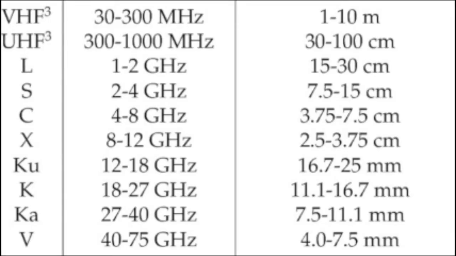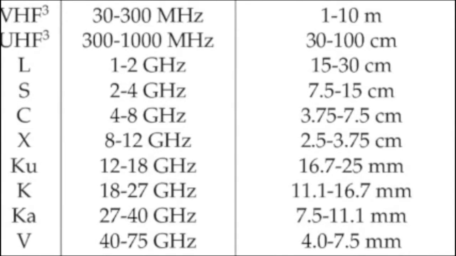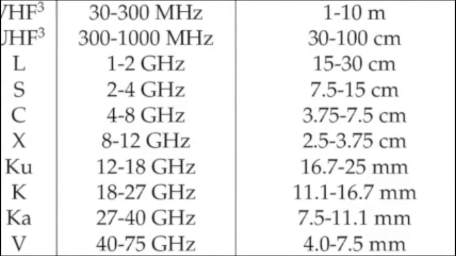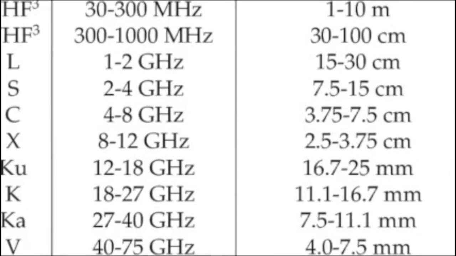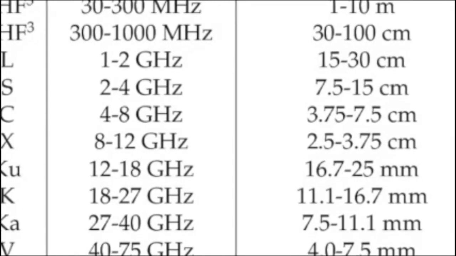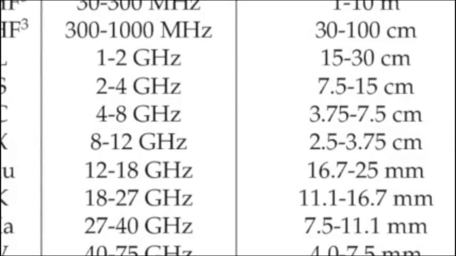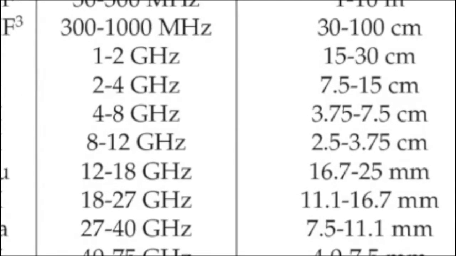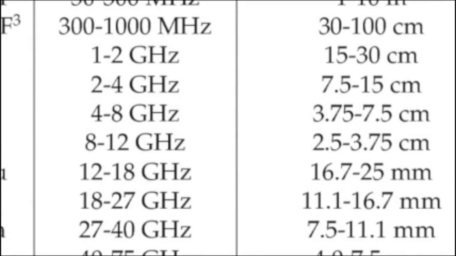Within this range, microwaves are divided up into subsections, or bands as they are called, such as L, which is about 15 to 30 centimeters, S, which is about 7.5 to 15 centimeters, C, which is about 3.75 to 7.5 centimeters, X, which is about 25 millimeters to 37.5 millimeters, and K, which is about 11.3 millimeters to 16.7 millimeters.